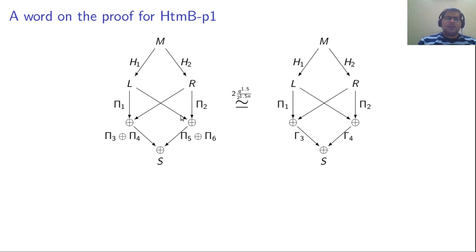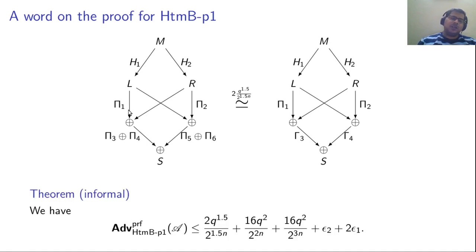In the upper layer, the proof approach will be exactly similar. There will be just a slight change in the probability distribution, due to the change from random function to random permutation. But otherwise, the proof approach is exactly similar, and what we get is a bound like this. So the security order is still similar. We get security in the order of q to the 1.5 by 2 to the 1.5 into n.